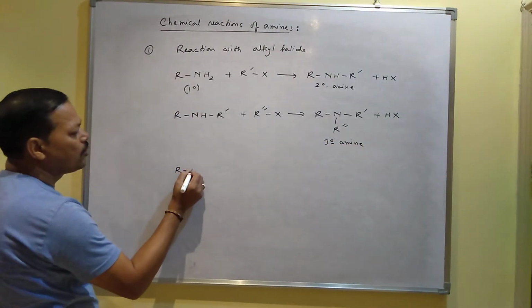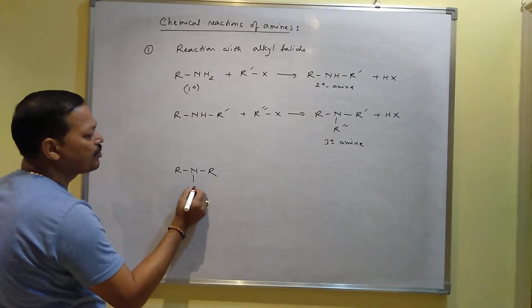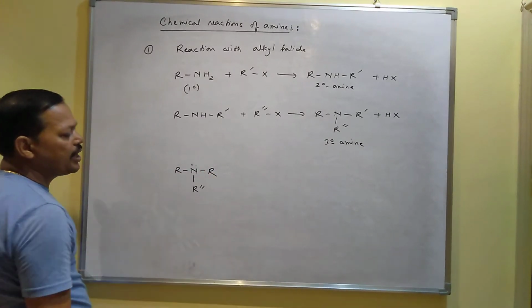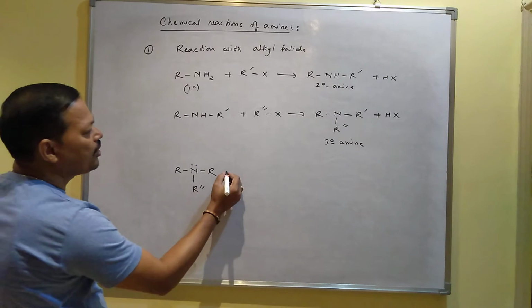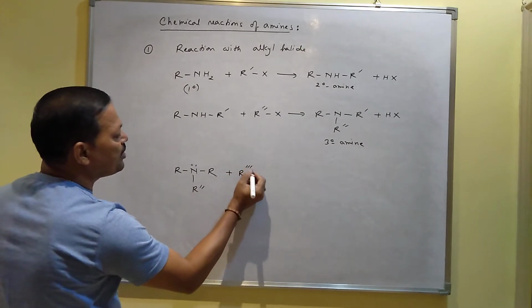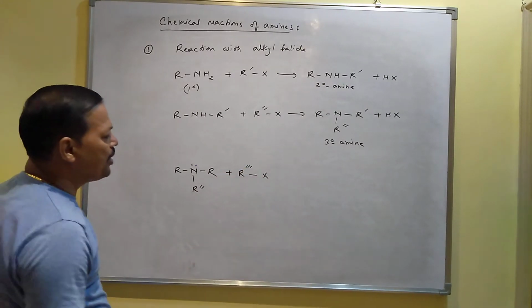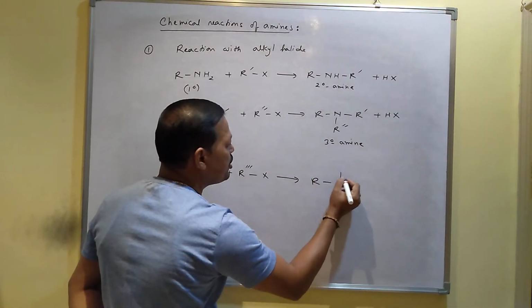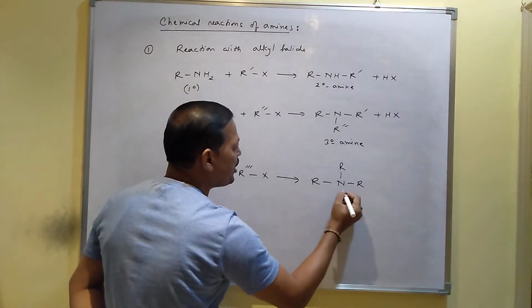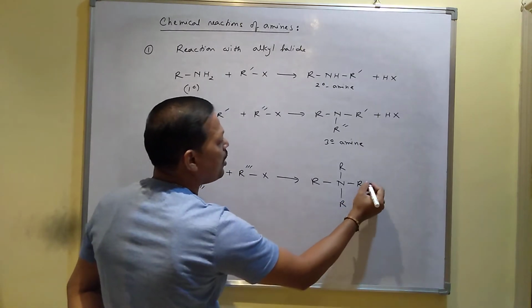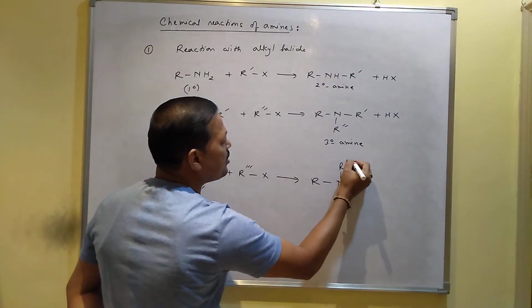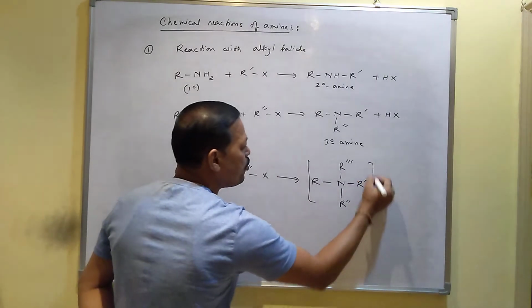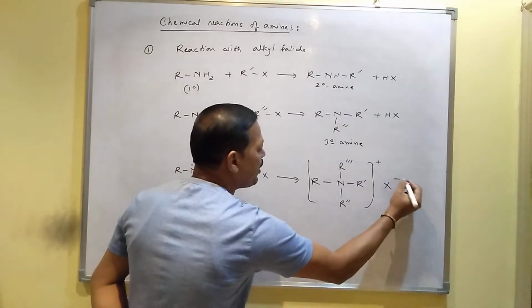Again, this tertiary amine, as you already have seen in this reaction, nitrogen has one lone pair of electrons. That's why tertiary amine again can react with another haloalkane. Then it will form a quaternary salt like this. Due to presence of lone pair, it can combine with another R. So R', R'', this is R'''. This becomes positively charged, and X minus.